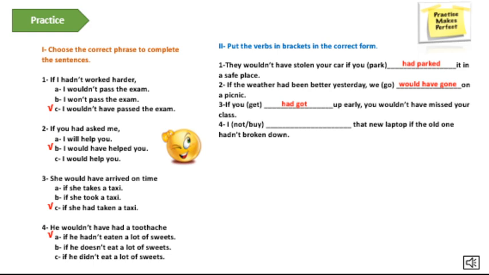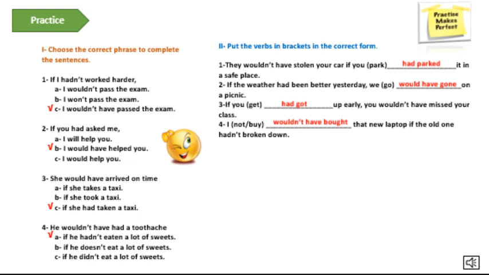I'd not buy that new laptop if the old one hadn't broken down. Okay, so what is this? Is it if clause or result clause? Okay, it's the main clause, it's the result clause, not the if clause. So how do we put verbs in the main clause in conditional type 3? We say, I wouldn't have bought that new laptop if the old one hadn't broken down.